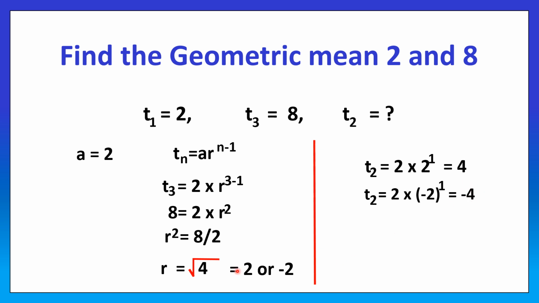So we get two answers. By taking R equal to plus 2, we get the second term as 4, and when we take R as minus 2, we get the second term as minus 4. Thus, the geometric mean between 2 and 8 may be either plus 4 or minus 4. No additional information is given for us to choose between them, so we conclude that it can be either plus 4 or minus 4.